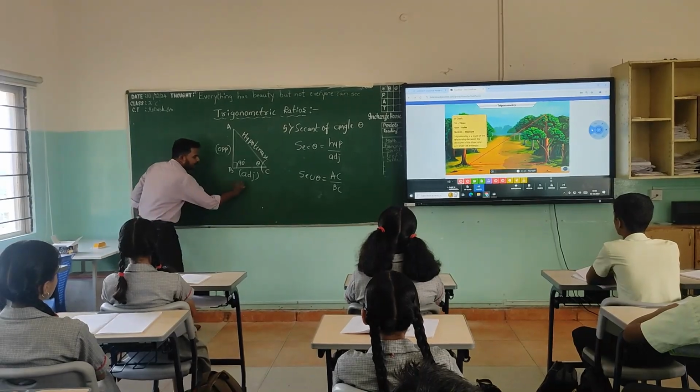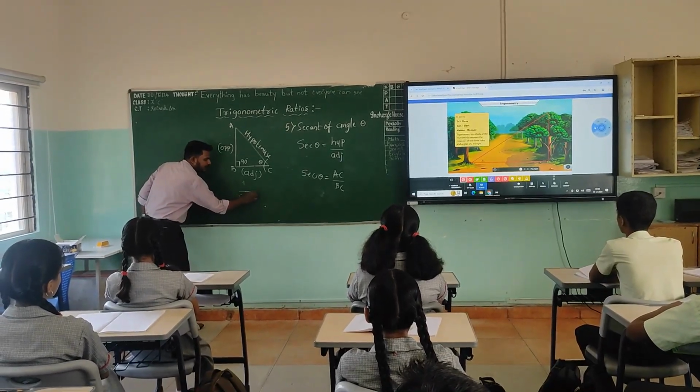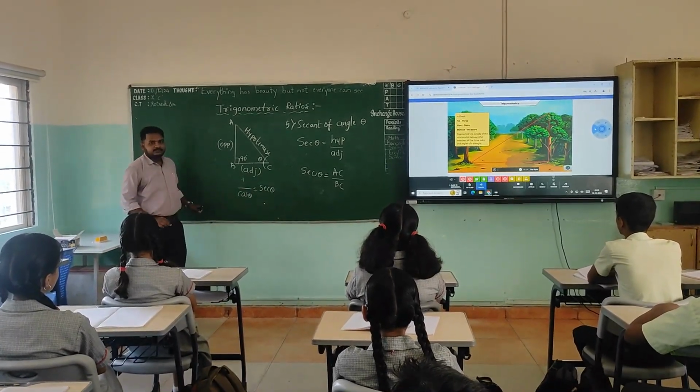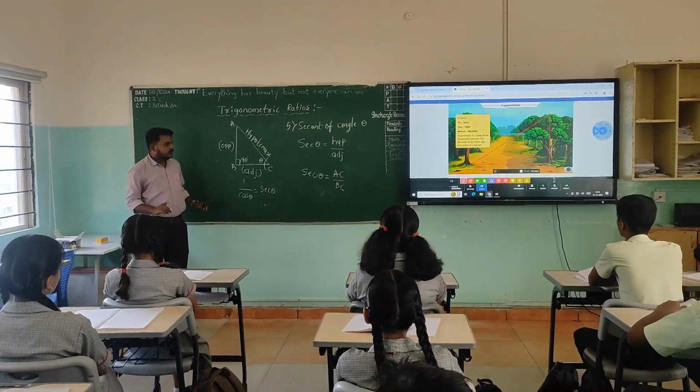So in a question, if it is 1 by cos theta, we can take sec theta, or 1 by sec theta we can take cos theta. Clear? Both are reciprocals. So the last ratio.